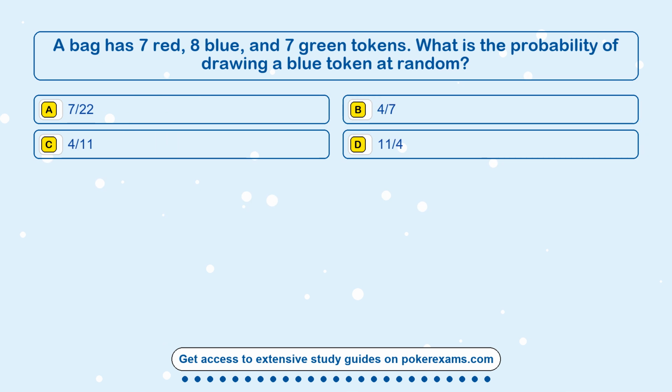Question 22. A bag has 7 red, 8 blue, and 7 green tokens. What is the probability of drawing a blue token at random? Option A 7/20. Option B 4/7. Option C 4/11. Option D 11/4.